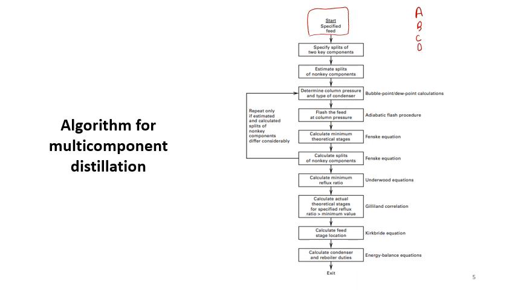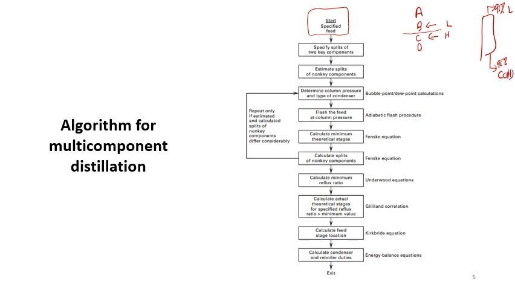After we know the feed specification, we have to specify the split of the two key components. Let's say we identify the two key components: B is the light key, and C is the heavy key. So we specify the split. Let's say for the column, we want 95% of the light key to be recovered in the top product, and 95% of the heavy key to be recovered in the bottom product.